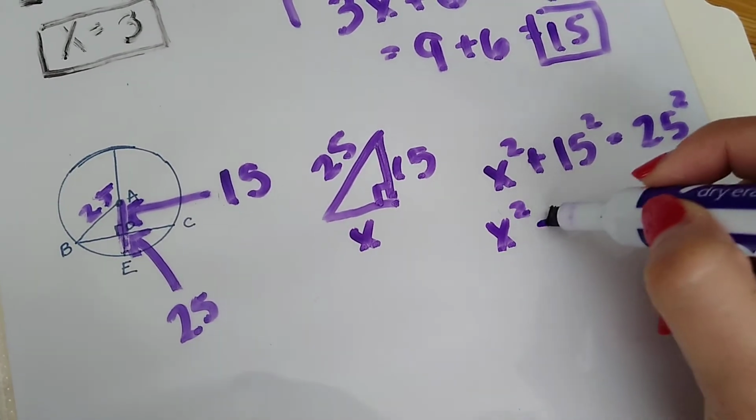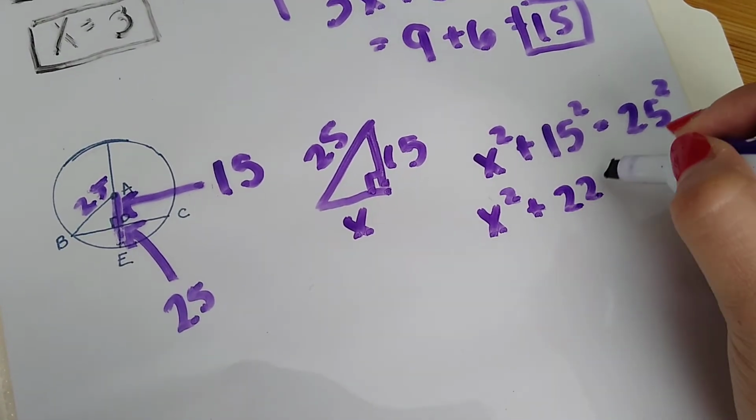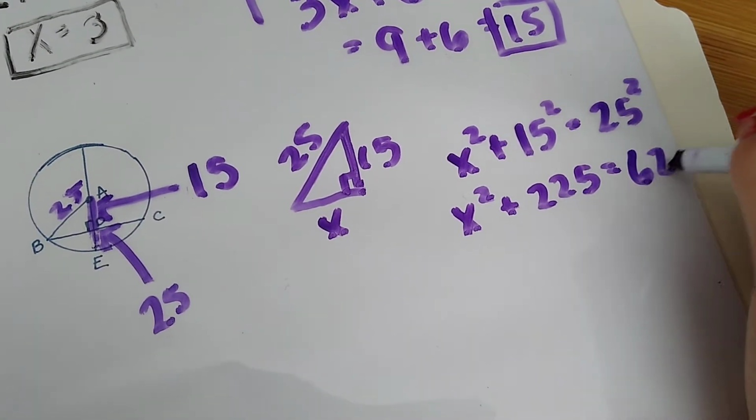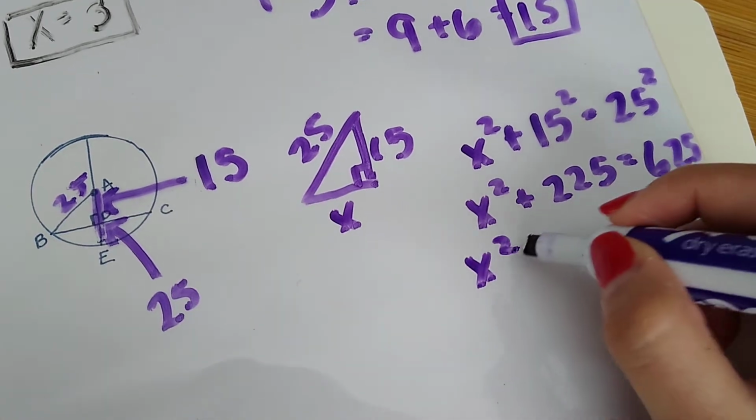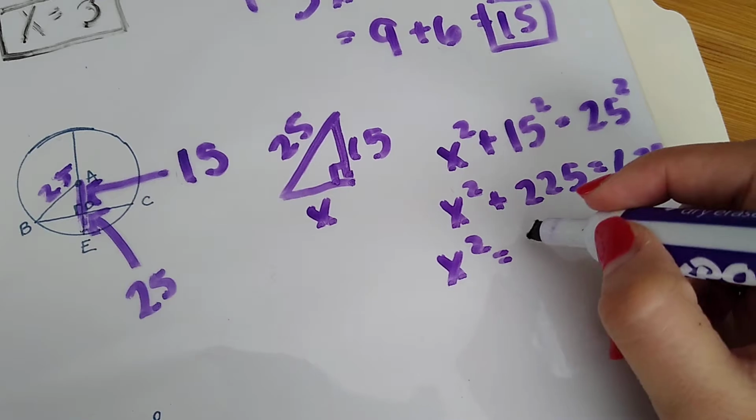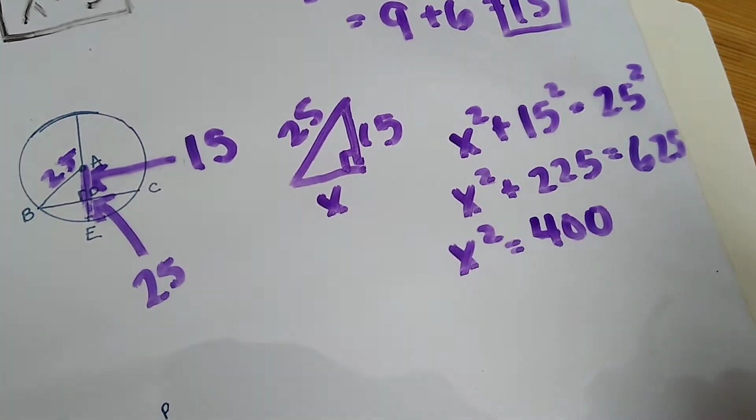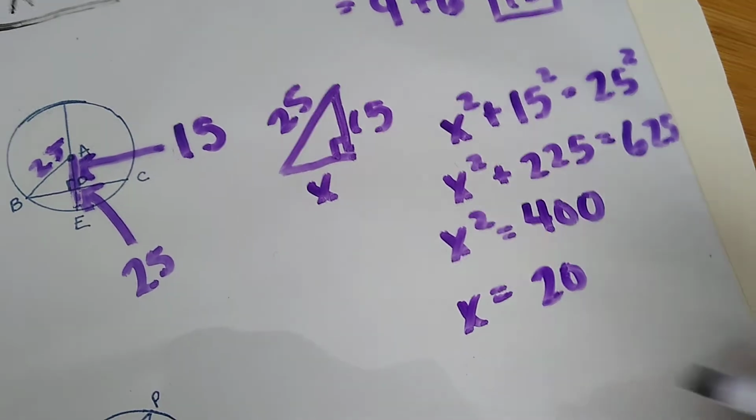X squared plus... okay, so when I plug that into my calculator, I get 225, and then this is 625. Okay. X squared, I subtract 225 from both sides, and I get 400. Then I take the square root of both sides, and I get x equals 20.